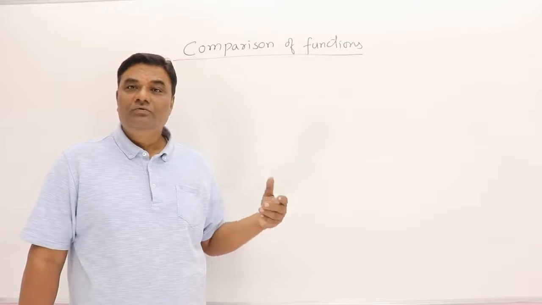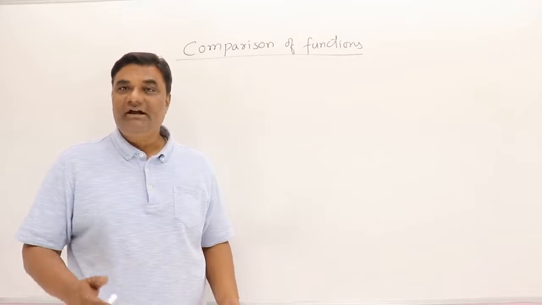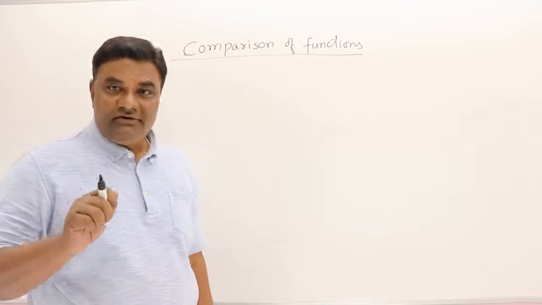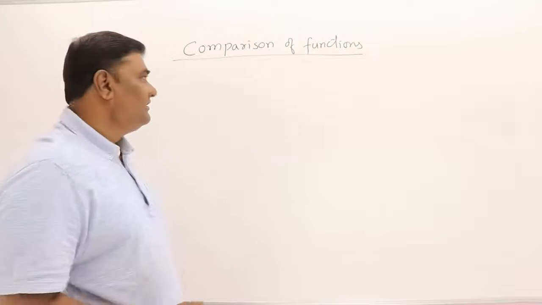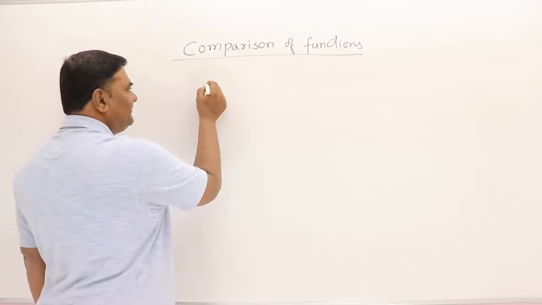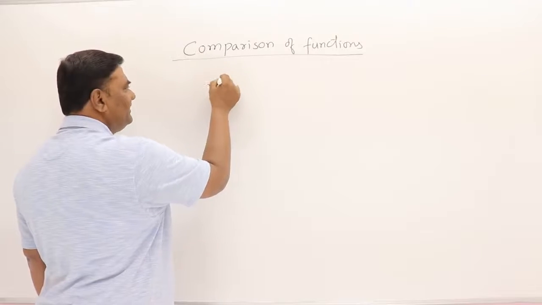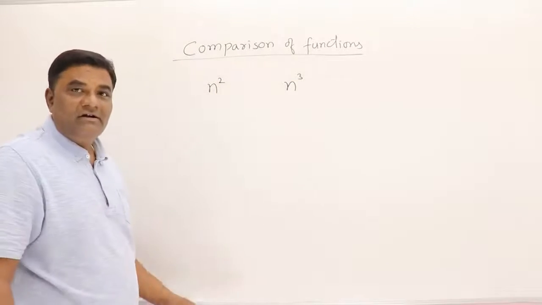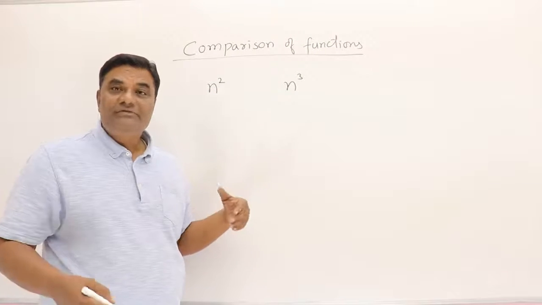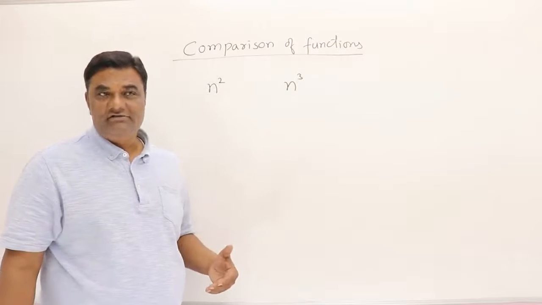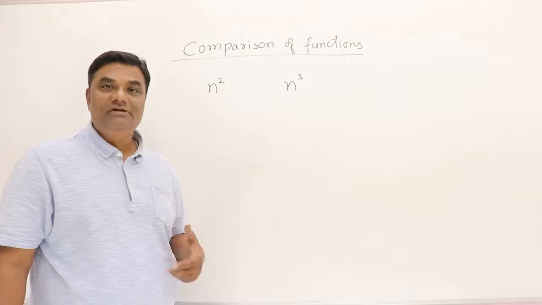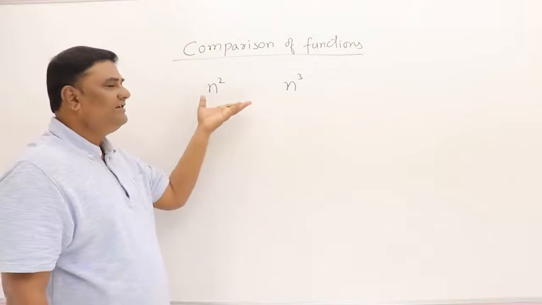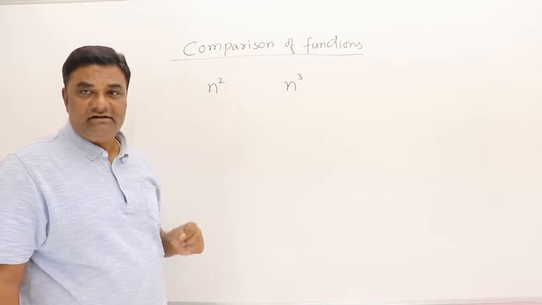Comparison of two functions. The functions may be time functions or space functions. So, mathematical functions. Suppose I have one function that is n square and another function that is n cube. I want to compare them to know which one is bigger and which one is smaller, so which becomes an upper bound and which becomes a lower bound. For comparing these two, I don't have to check anything. Directly I know that this is smaller and this is greater.